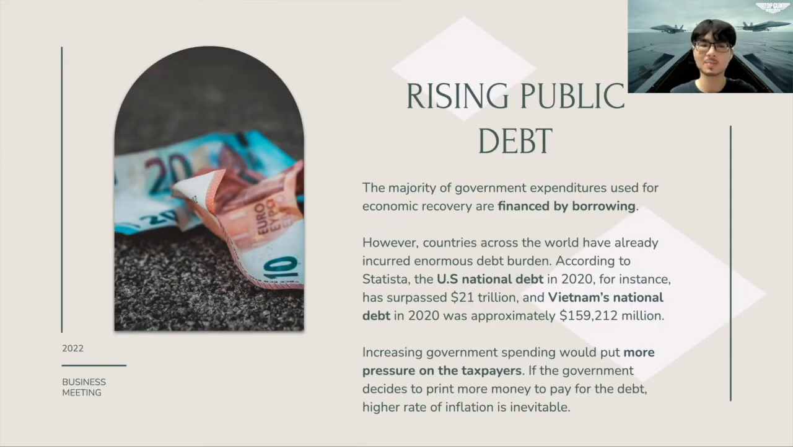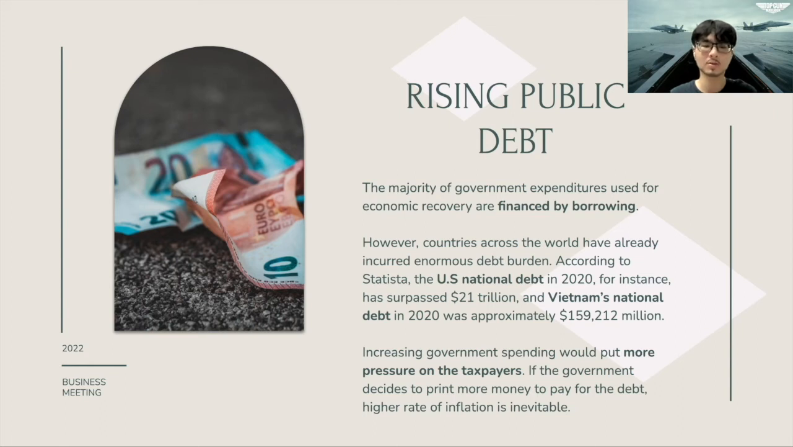Also, increasing government spending equates to a rising public debt burden. According to the US Treasury Data Lab, the majority of government spending used for economic recovery is financed by borrowing. However, all countries have already incurred an enormous debt burden. According to Statista, the US national debt in 2020 surpassed 21 trillion, and Vietnam's national debt in 2020 was approximately $159,000 million. Therefore, if the government increases expenditure, the crowding out effect and debt burden are inevitable. Accordingly, when implementing expansionary fiscal policy, it seems important for the government to consider these consequences.